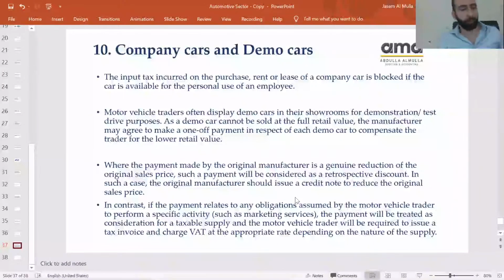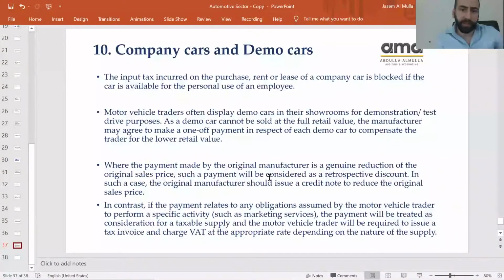Company cars and demo cars. The input tax incurred on the purchase, rent, or lease of a company car is blocked if the car is available for the personal use of an employee. Motor vehicle traders often display a demo car in their showroom for demonstration and test driving purposes, as a demo car cannot be sold at the full retail value. The manufacturer may agree to make a one-off payment in respect of each demo car to compensate the trader for the lower retail value.